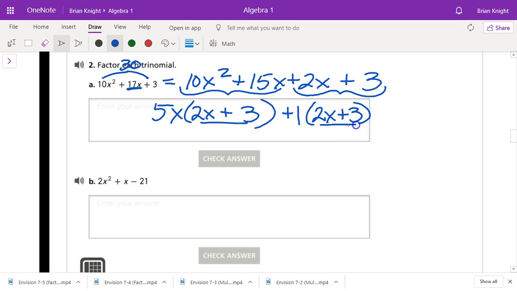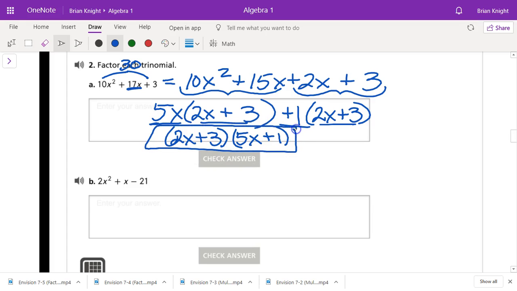Notice, what do they have in common? 2x plus 3 times what would be left? 5x plus 1. That's easy. Okay? It's not bad. Everybody got part A? Okay?